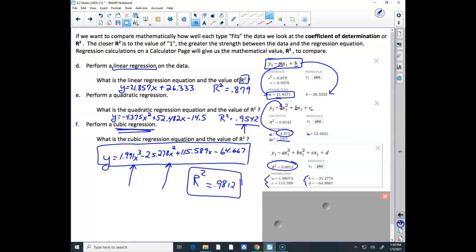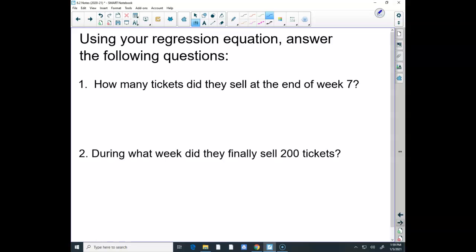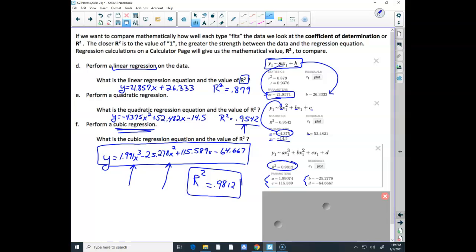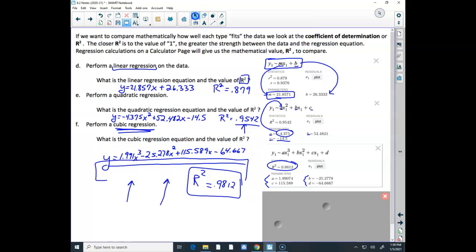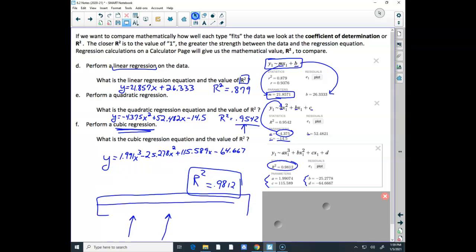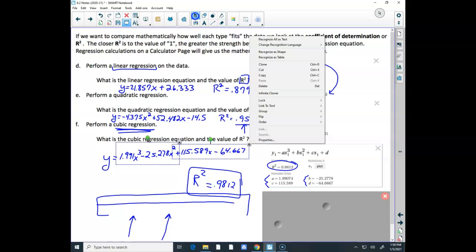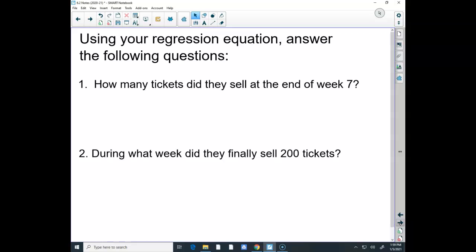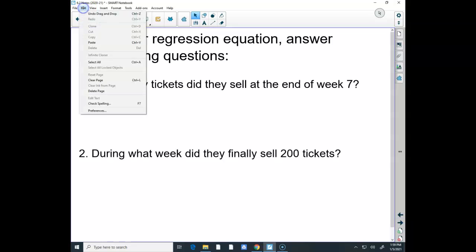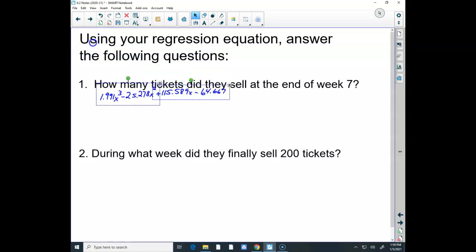It's what's going on right now. So what this says is, we're going to use our regression equation to answer the following questions. Well, how many tickets did they sell at the end of week 7? I am kind of lucky here because I can move this down, copy that, take it to my next page, edit, and paste it here. Okay, there's my regression equation.